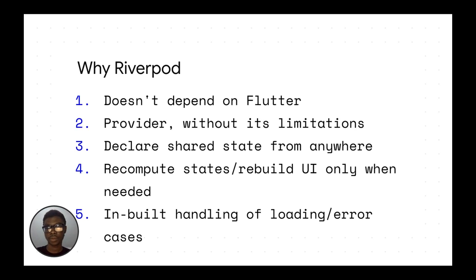Number three, Riverpod helps us declare state from anywhere. Riverpod is a state management library that gives us the ability to declare state from anywhere in our application. You could declare state in your UI, in a different class altogether, or in a different method, or anywhere you want to use your state. You could define it there, declare it there, and use your state there.